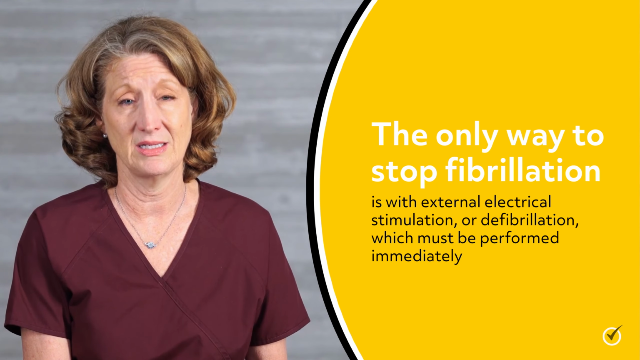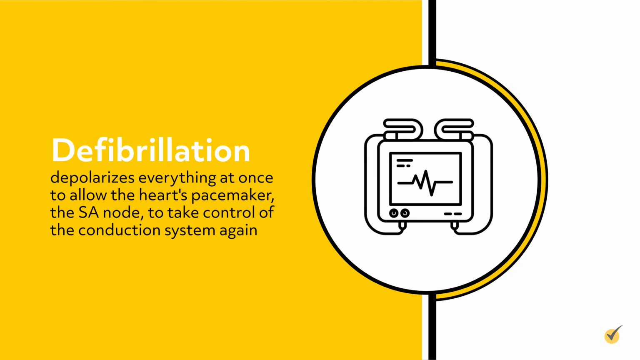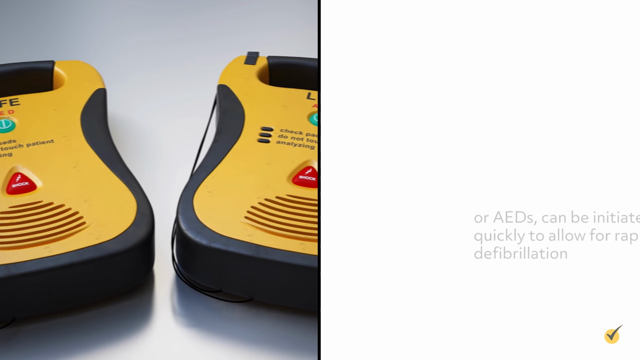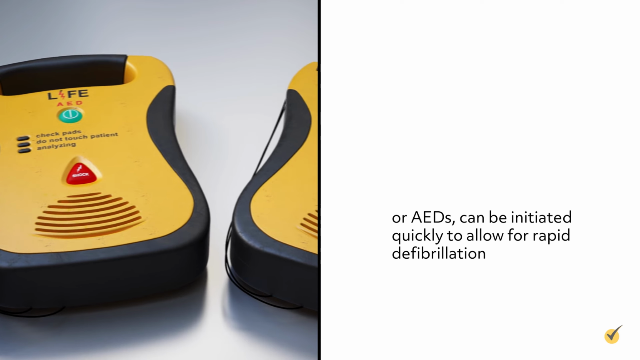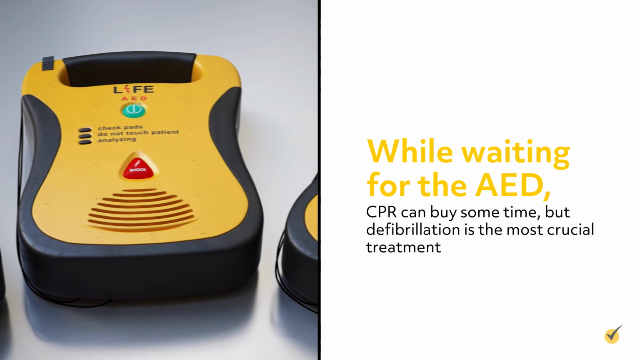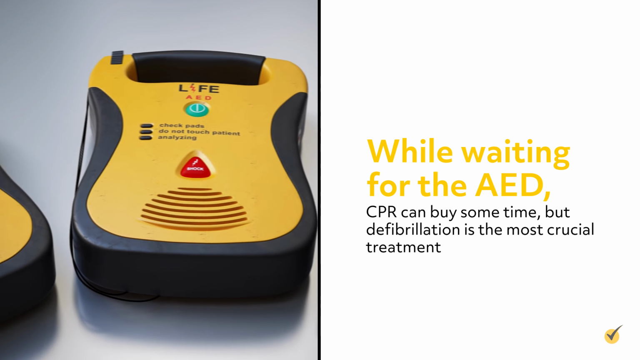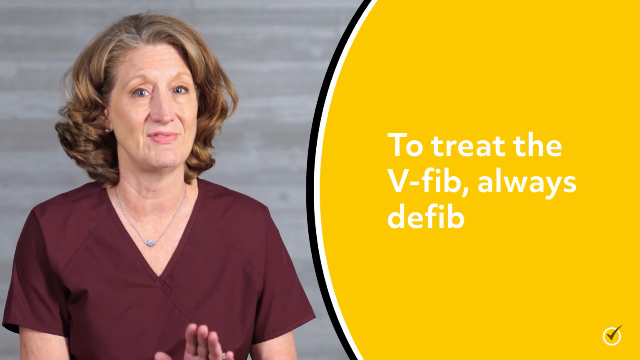The only way to stop fibrillation is with external electrical stimulation, or defibrillation, which must be performed immediately. Defibrillation depolarizes everything at once to allow the heart's pacemaker, the SA node, to take control of the conduction system again. Automated external defibrillators, or AEDs, can be initiated quickly to allow for rapid defibrillation. While waiting for the AED, CPR can buy some time, but defibrillation is the most crucial treatment. Remember, to treat the VFib, always defib.